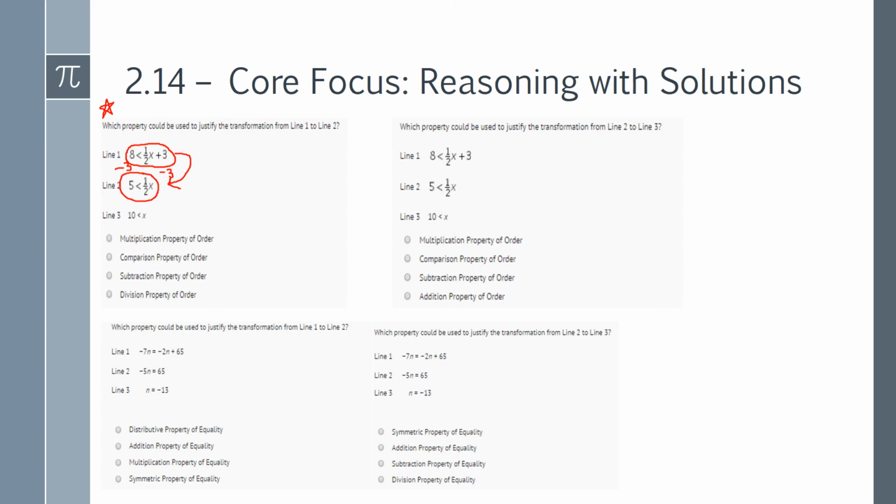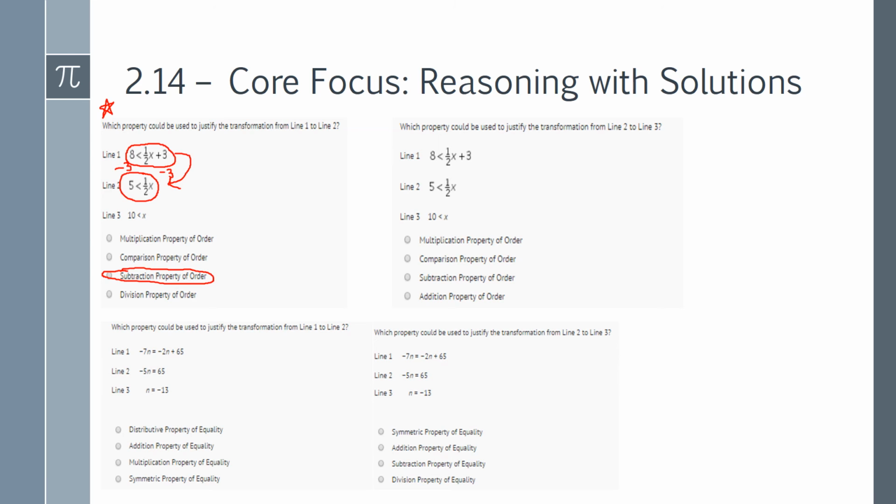All right, so ask yourself, I subtracted, and guys, that really should be your first hint as to what the answer is. It's the subtraction property. Some people will say of order, some people say of equality, as long as you get the subtraction part right. So it's called the subtraction property of equality, subtraction property of order. Says that I can subtract 3 from both sides and my equation still stays the same.